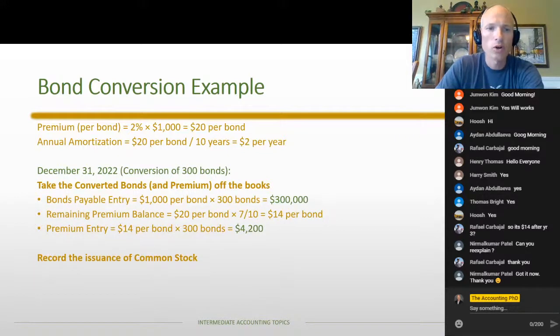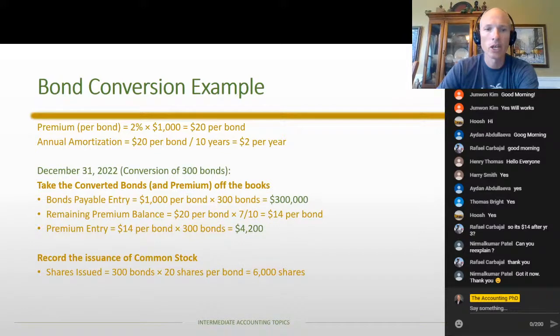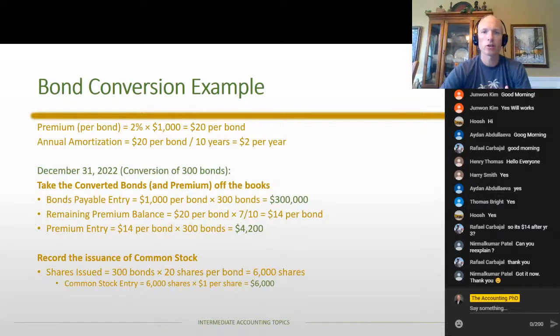We also have to record the issuance of the common stock. So we're taking the bonds off the books, and now we're recording the fact that we're issuing stock. The conversion option means that every bond can be converted into 20 shares of common stock. There are 300 total bonds being converted, and each bond can be converted into 20 shares. So 300 times 20 means that there are going to be 6,000 shares issued as part of this conversion.